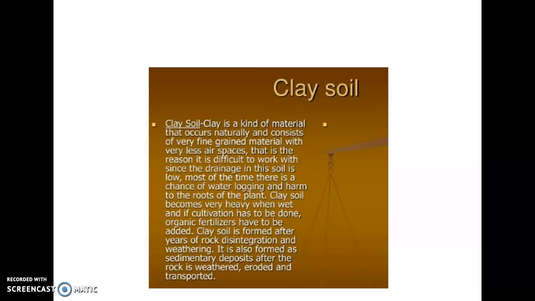Fertilizers are the nutrition, or the kind of food, that is given to the soil so that the plants get a good amount of the nitrogen and the salts that they require.